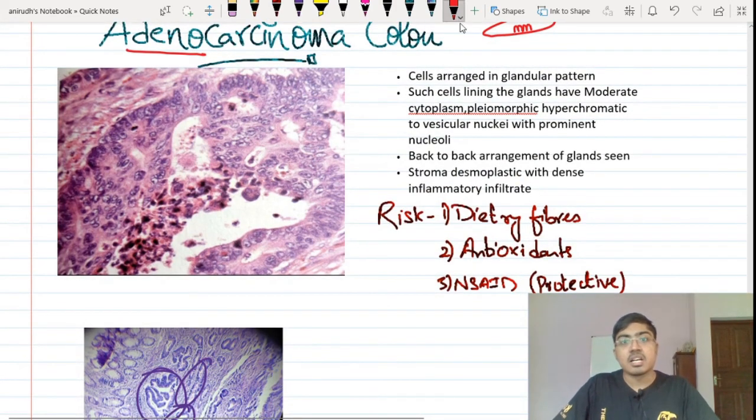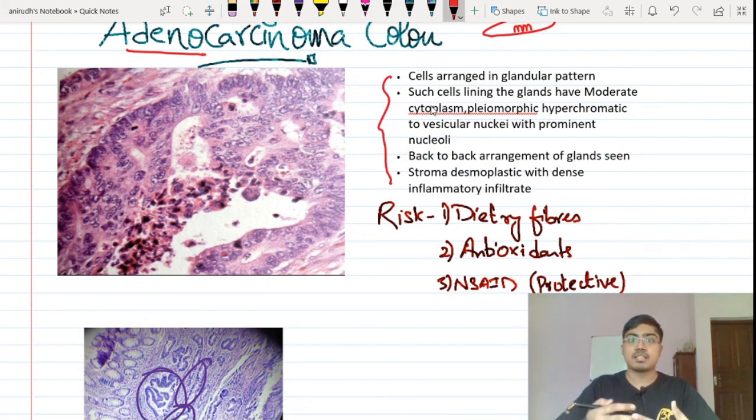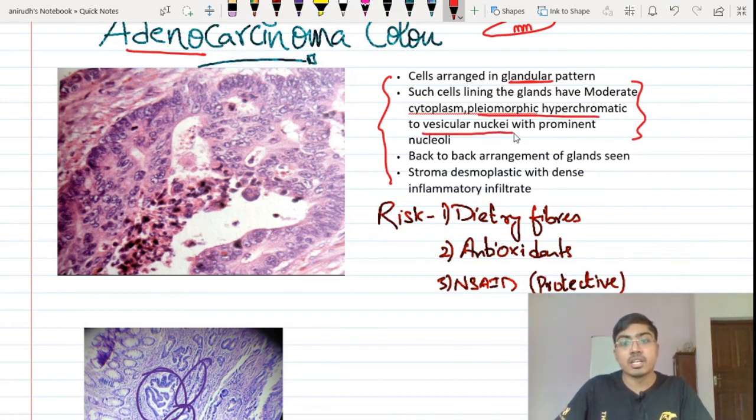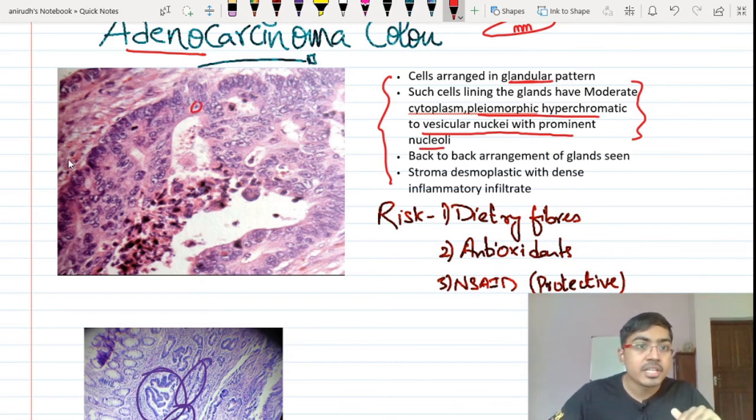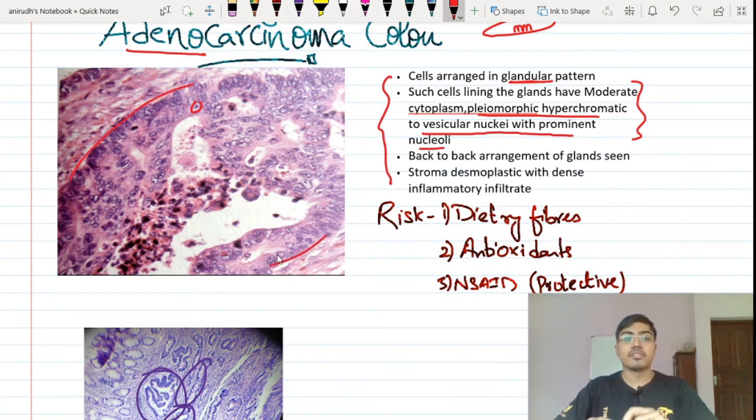So if I just start talking about this, nothing else is there in this particular description other than saying that this is actually a carcinoma of glands. Cells are arranged in glandular pattern, we are aware of that, and then there is some basic idea about these particular cells. Cells have moderate cytoplasm, pleomorphic, hyperchromatic to vesicular nuclei with prominent nucleoli. So these can be appreciated in this particular image. You can see hyperchromatic nuclei in this, and even nucleoli can be seen over there. So this is a high power image, you can say, of the gland. So this is a big gland that you can actually understand from this particular focus.